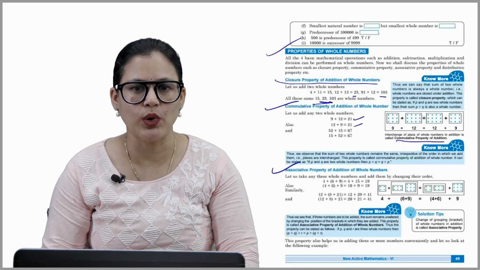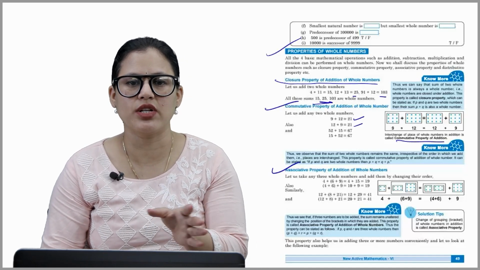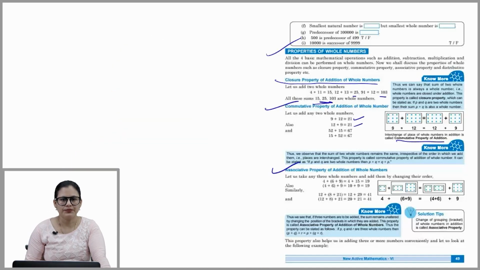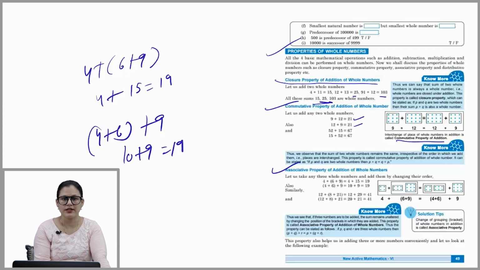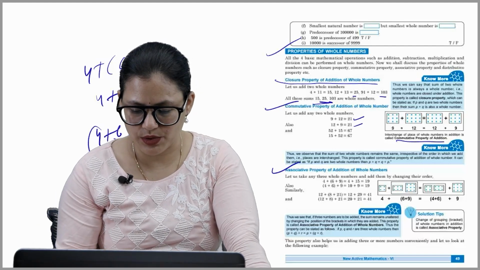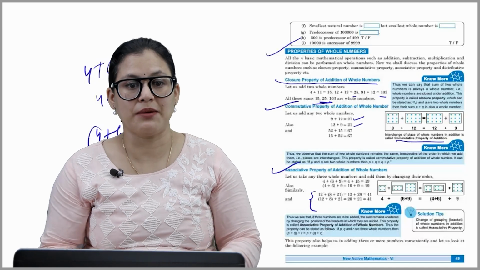Associative property of addition of whole numbers. Let us take any 3 whole numbers and add them by changing their grouping. For example, 4 plus 6 plus 9. So 4 plus 6 in bracket, that is 10, plus 9 is equal to 19. Also, 4 plus 6 plus 9 in bracket, 4 plus 15, is 19. Similarly, in this case also, the sum will remain the same.